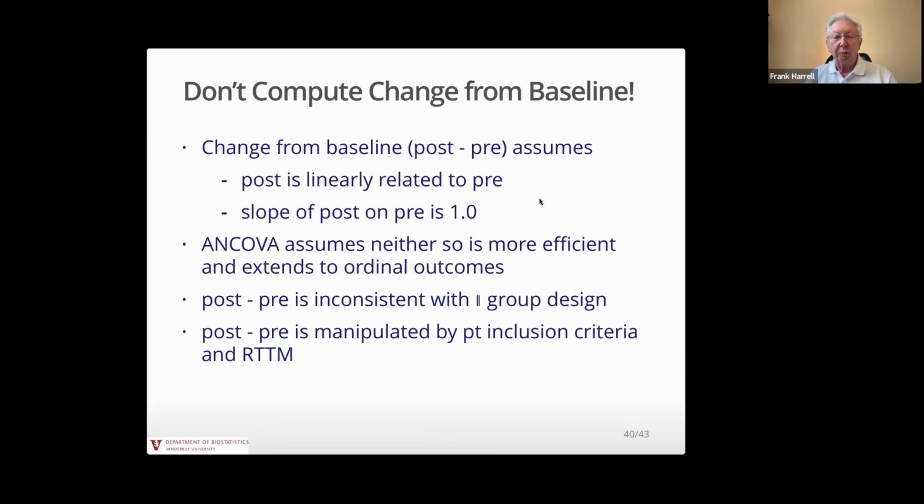Computing change from baseline makes assumptions that just are not true, and it assumes you don't have floor and ceiling effects. So I see people getting wrong answers from analyzing change from baseline, which has massive assumptions. You have to have a linear relationship between pre and post, and the slope of that relationship needs to be 1. And so it's really even inconsistent with a parallel group design. So baseline needs to be treated as baseline. It needs to be a covariate. And I've got a lot of teaching materials about that.